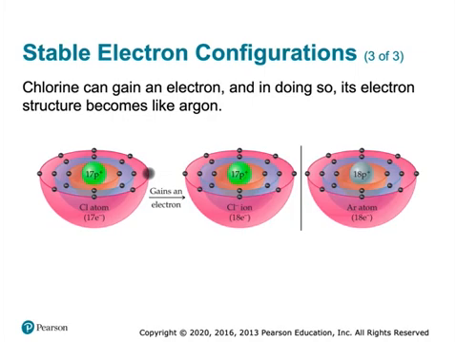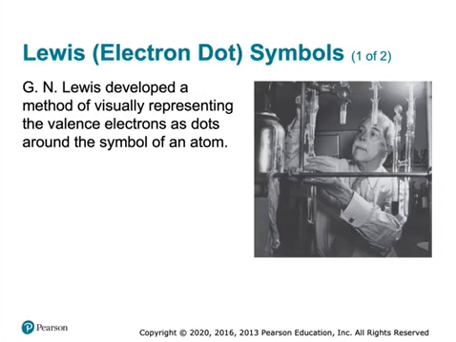And chlorine has 17 electrons, and it can gain 1 to have the same electronic configuration as argon with 18 electrons. Again, these numbers are low energy. That's the reason why we're doing this, because this is low energy.